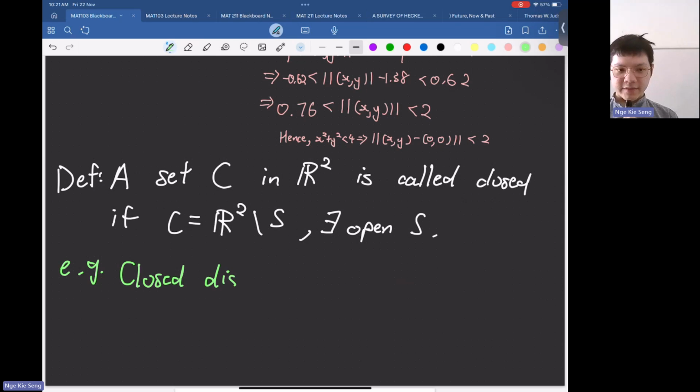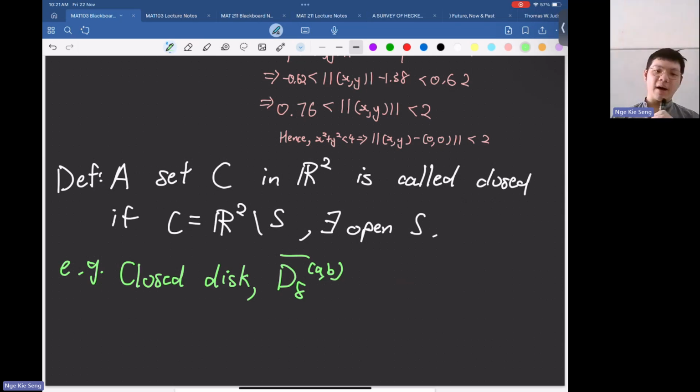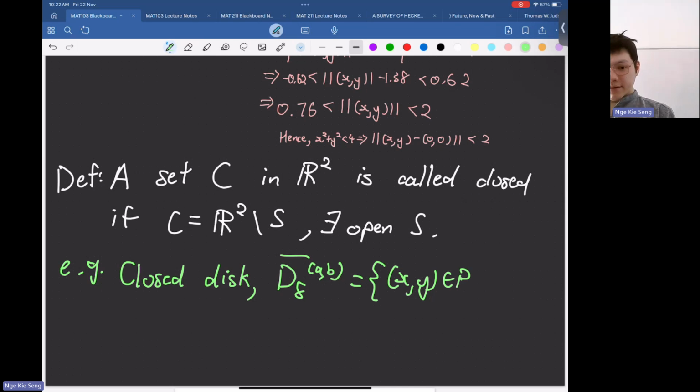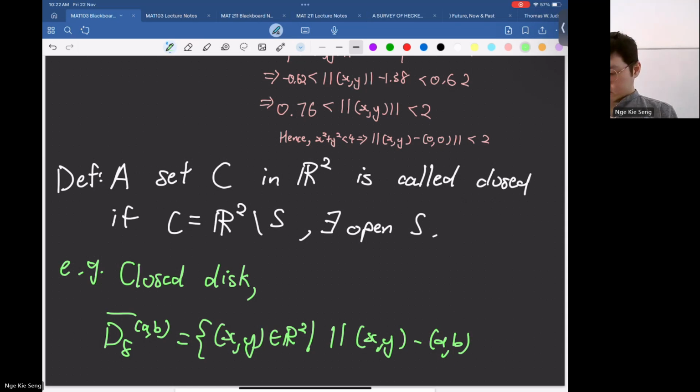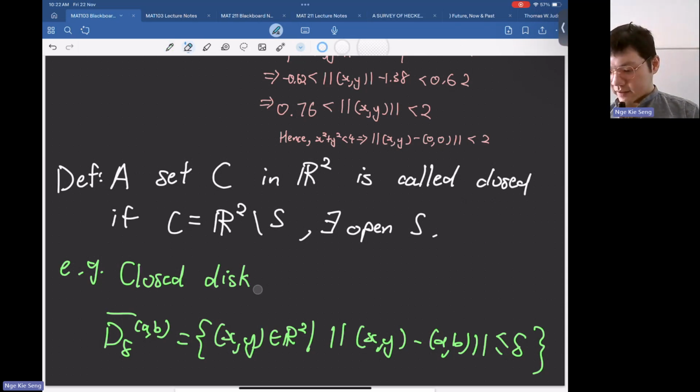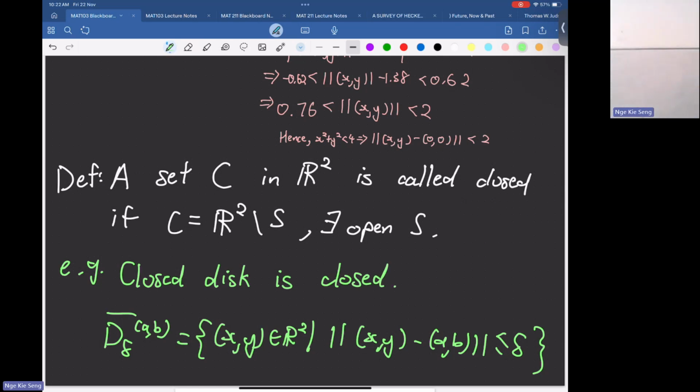Yeah. So, for example, this is a closed disk. When we say closed disk, I will put the open disk with a bar at the top. What does it mean? This means that we take all the points that are strictly less than delta, also equal to delta. Okay, so why is this a closed set? We need to write it as a complement of some open set. So what's the open set we can pick here?